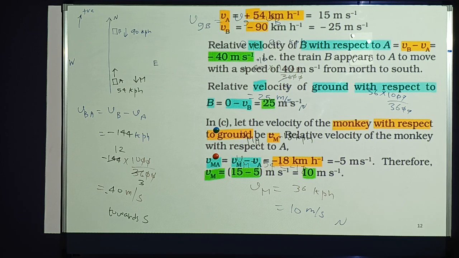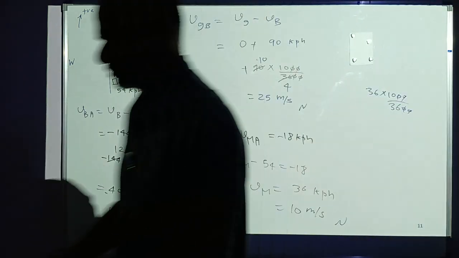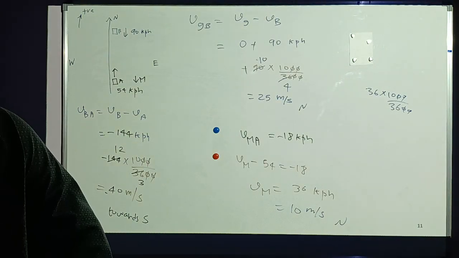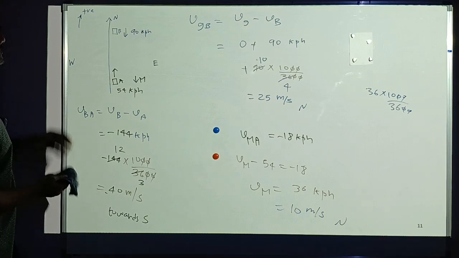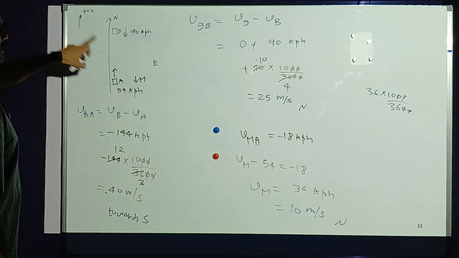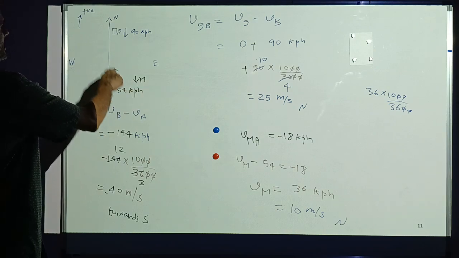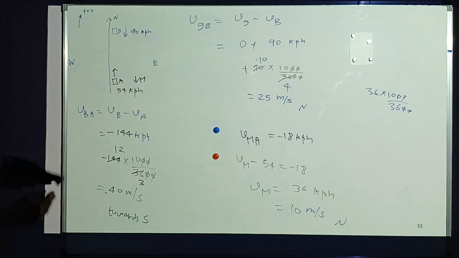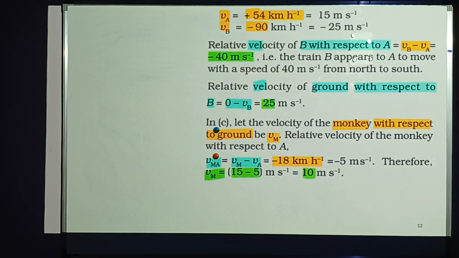So option A answer is minus 40. Option B is plus 25. Option C is plus 10. So in 1D motion, one direction has to be chosen as positive. I choose the upward direction as positive. That means this is minus 90, this is plus 54. And the velocity of the monkey is opposite to the direction of the train. It's downward, so it's also negative. So this is what is done here.